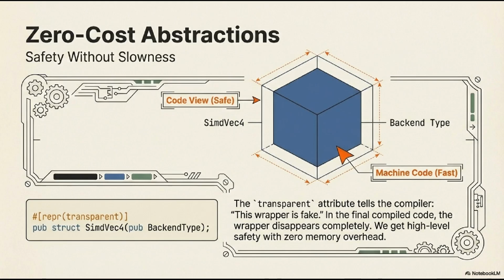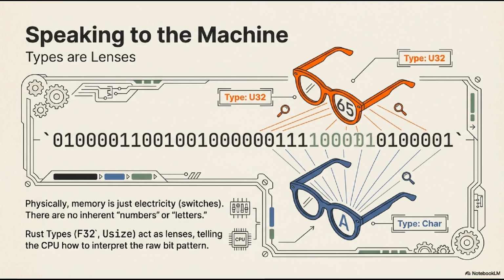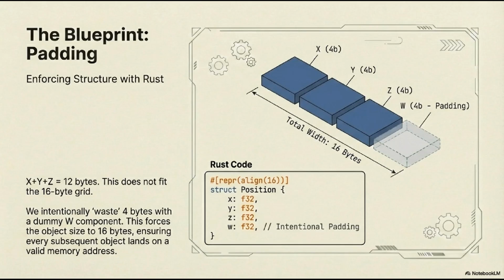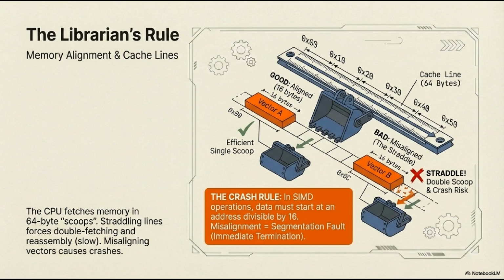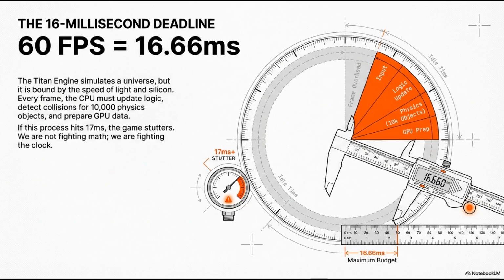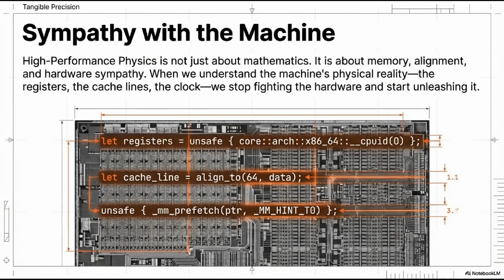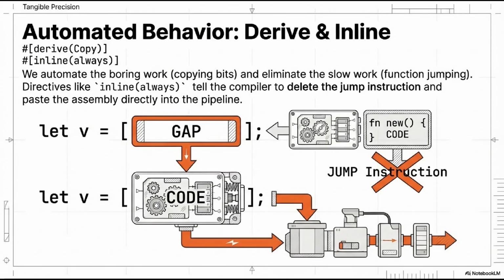Perfect analogy. But hashtag repr transparent is a secret message to the compiler. It says, this wrapper, this SIMVec4 box, is fake. It's invisible. It tells the compiler, for the human programmer, I want you to treat this like a new safe type. But when you generate the final machine code, I want you to pretend the wrapper does not exist at all. So it takes up zero extra memory. It has zero cost. Zero. It is exactly the same size in memory as the raw data it holds. We get the safety and organization of a new type, but with the raw speed of the underlying hardware. It's the best of both worlds.